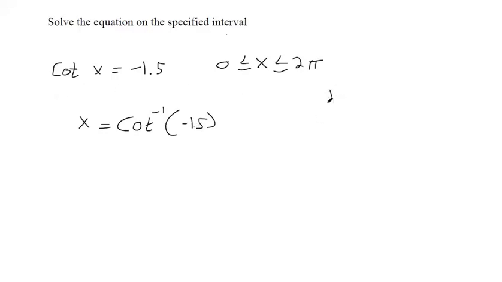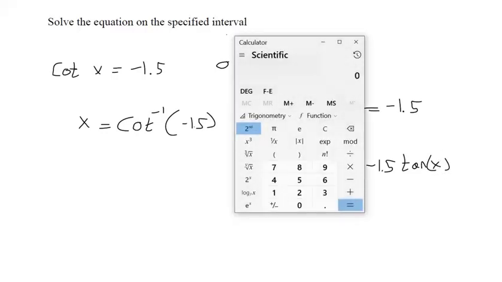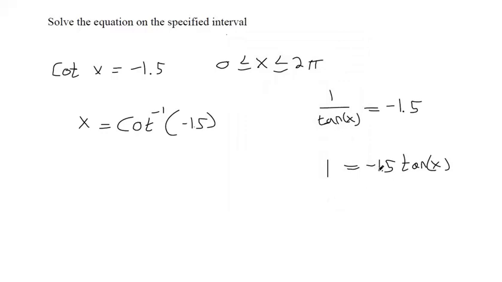Cotangent of x, that's the reciprocal of tangent x. So it means we can write it like this, right? So if we're trying to get x by itself, we've got to get it out of the denominator. So let's multiply both sides by tangent x. And then we'll divide negative 1.5 from both sides. So 1 divided by 1.5, that's, oh yeah, 2/3. That's 3/2, so you're multiplying 2/3 of both sides.